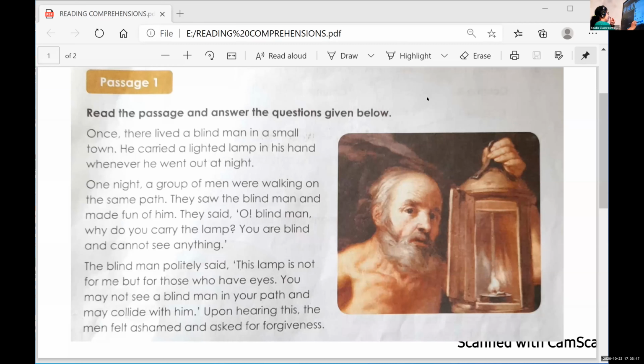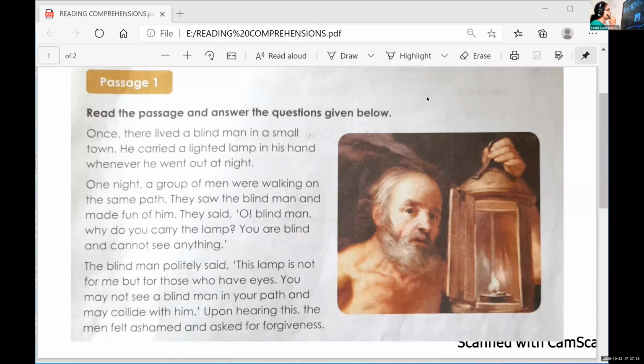There was a blind man, and what did he used to take out when he goes out at night? What did he used to carry? What did he used to carry when he goes out at night? Hello? Children, can you hear me? Unmute your audio and give the answer. Yes. What did the old man used to take in his hand?